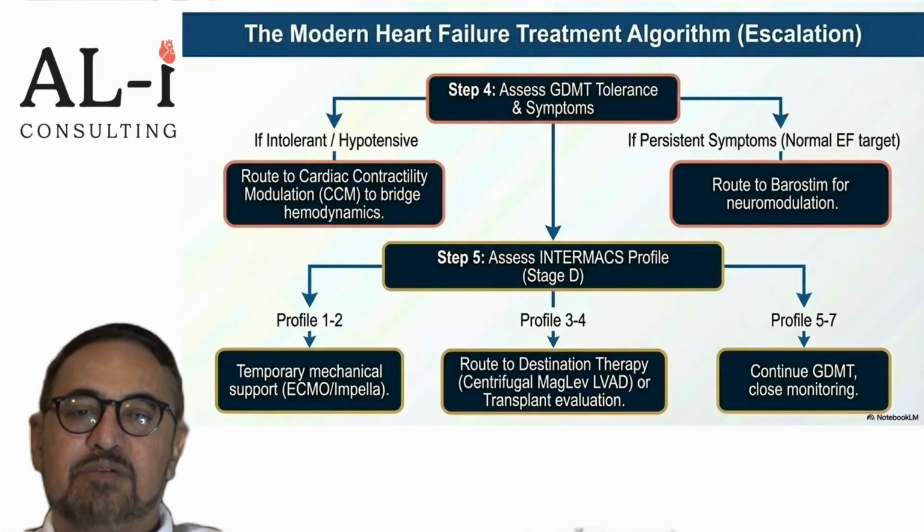Once stage D is identified, the pathway branches by urgency. Profiles 1 and 2 require temporary mechanical support, such as ECMO or Impella. Profiles 3 and 4 should prompt consideration of destination therapy with a centrifugal maglev LVAD or transplant evaluation. Profiles 5 to 7 continue GDMT with close monitoring. This is where heart failure management has become truly dynamic and team based.